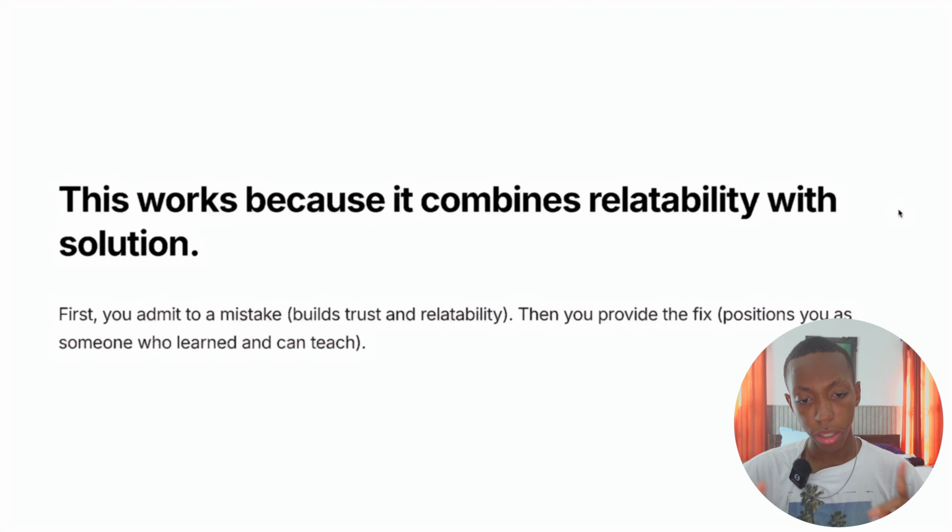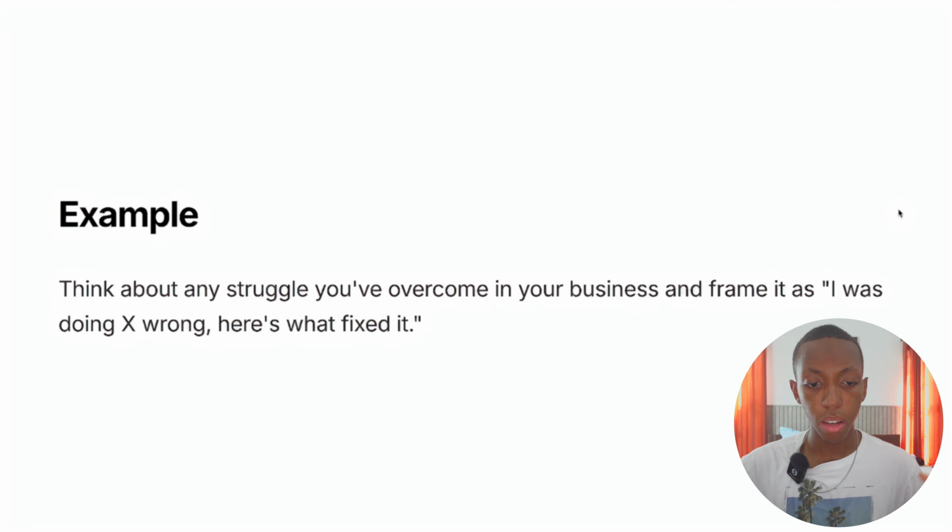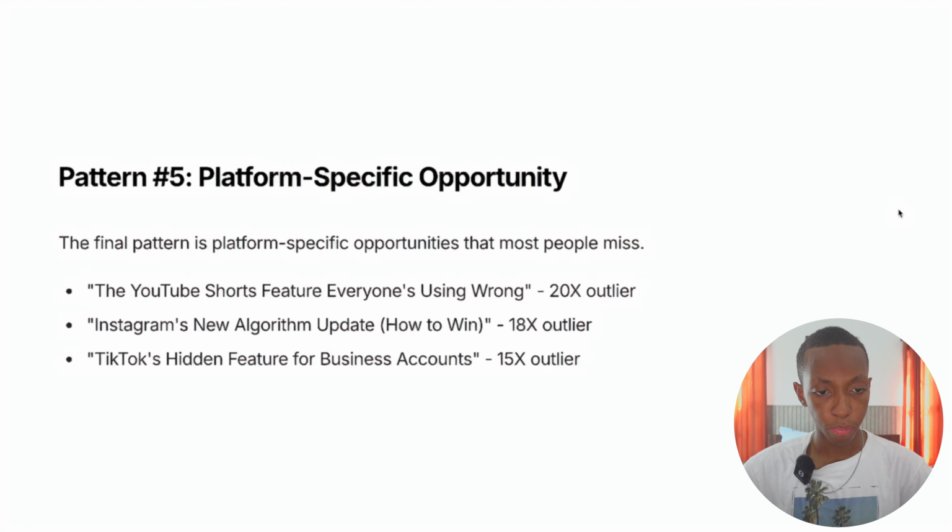So first you have to admit the mistake that you did, and that's going to build trust and relatability. And then you provide the fix, and this positions you as somebody who learned and can teach. It positions you as an authority because you've been through the exact same struggle that the people who clicked are going through. Most likely, that's why they clicked, because they need to learn how to actually overcome this problem that they're in. For example, think of any struggle you've overcome in your business and reframe it as, I was doing X wrong and here's what I fixed. Things like this.